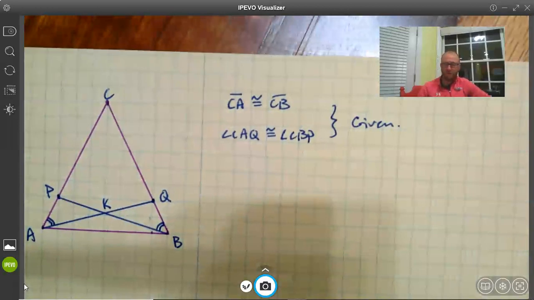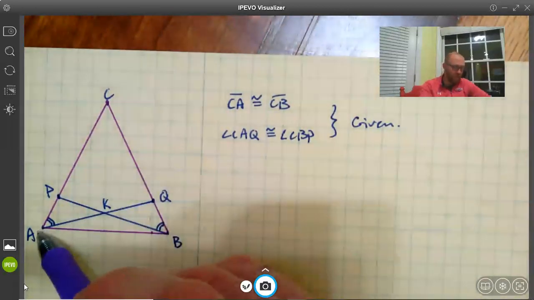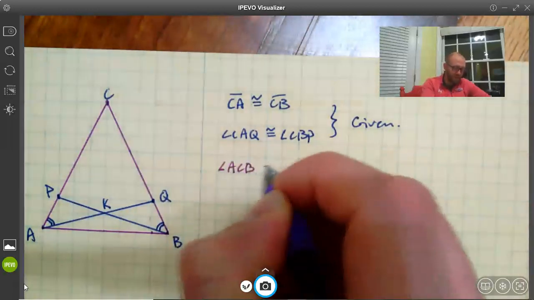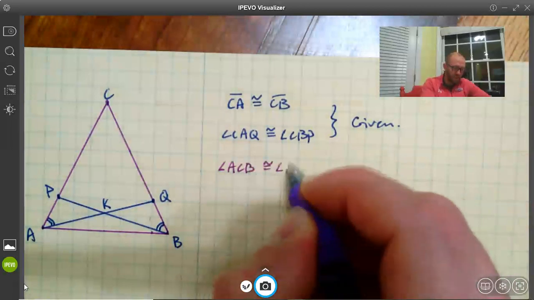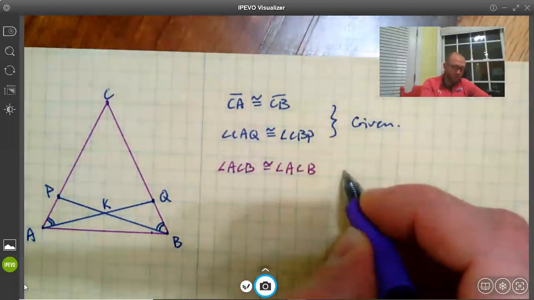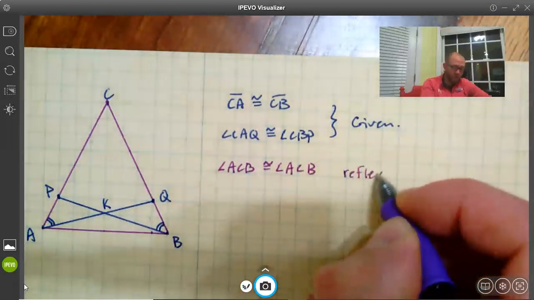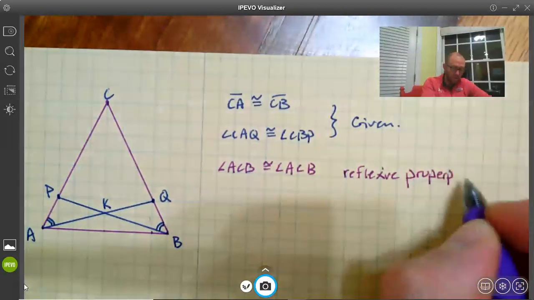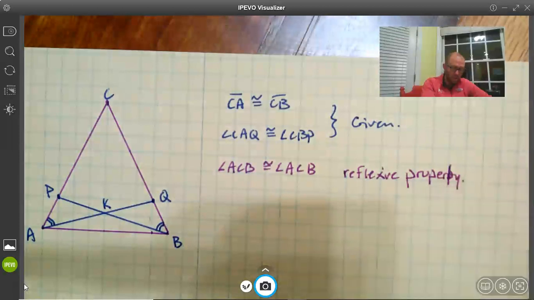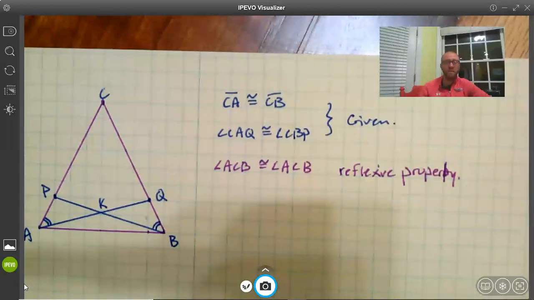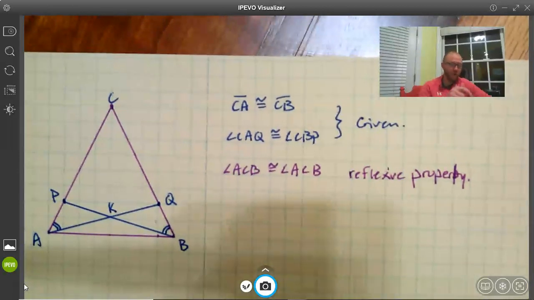Okay. So next up, we have the angle ACB is congruent to angle ACB, congruent to itself. And anytime something is congruent to itself, it is the reflexive property, right? Reflexive, think reflexive, reflection, looking at yourself in the mirror, the same as your reflection, the same as yourself. Reflexive property, anything that's the same as itself.